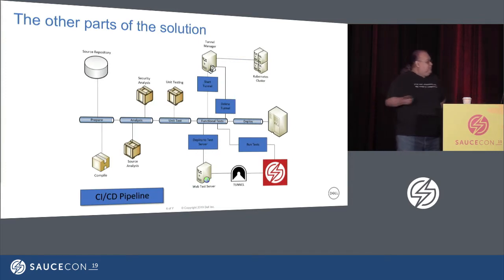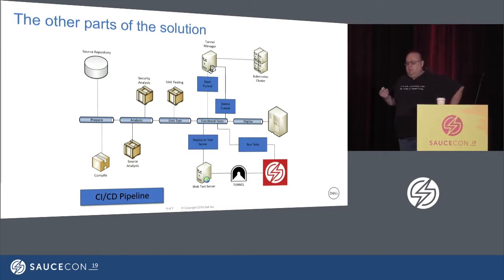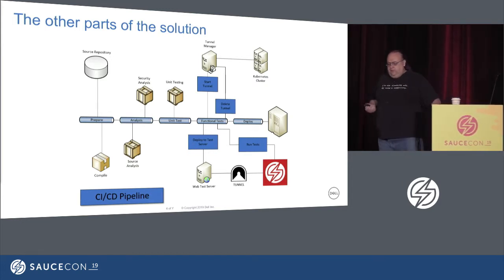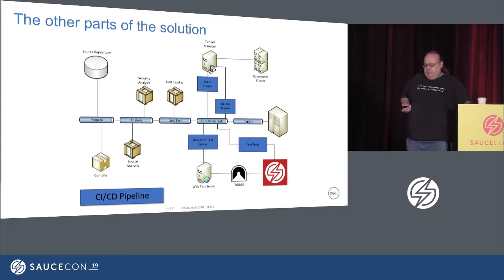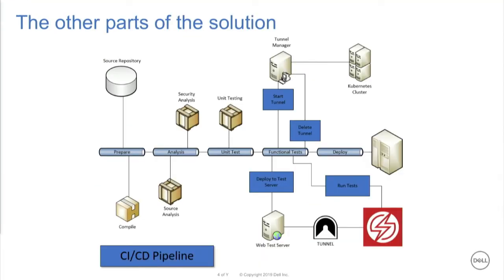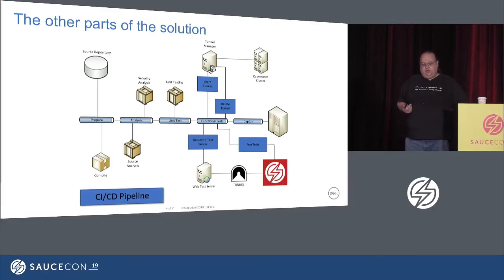So this is basically the whole solution in a pipeline. So you get your pipeline pulling code from your repository, compiling it, et cetera. Then we run our analysis for security and source code. Then we run our unit tests. And then we get to the fun part, the functional tests. So because we're running our tunnels in Kubernetes pods, we also have the capability of allowing people to set up entirely custom tunnels in addition to the static tunnels that we run already.